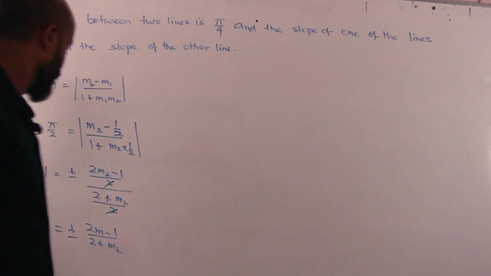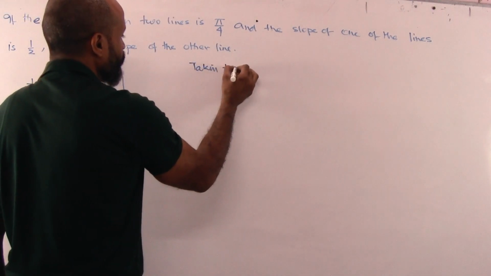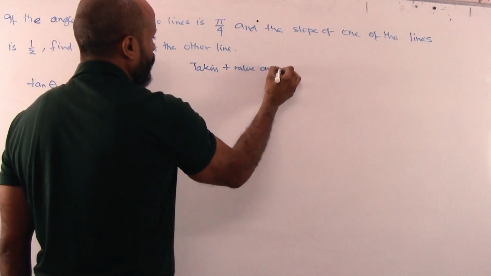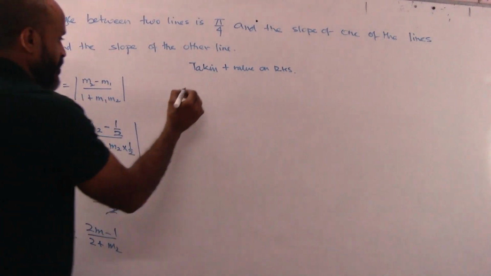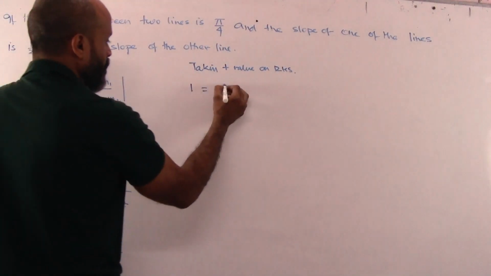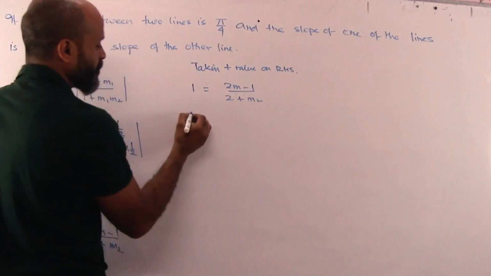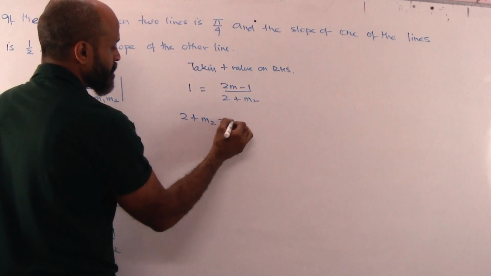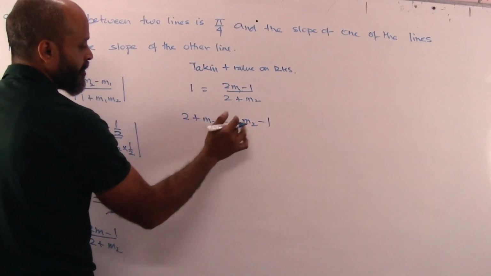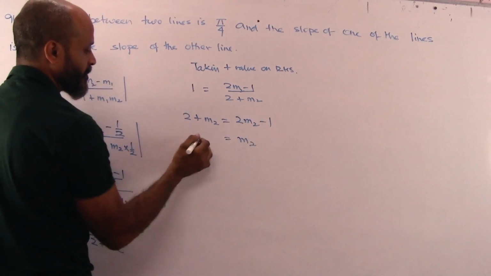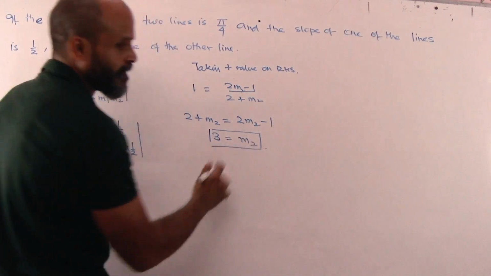Okay. So now if we happen to take two values, taking positive values on RHS. If we take positive value on RHS, what would we get? So here we have 1 is equal to 2m minus 1 upon 2 plus m2. So that would mean 2 plus m2 is equal to 2m2 minus 1. So if we bring this here, this becomes m2, and if we transpose this here, this becomes 3. So m2 is equal to 3.